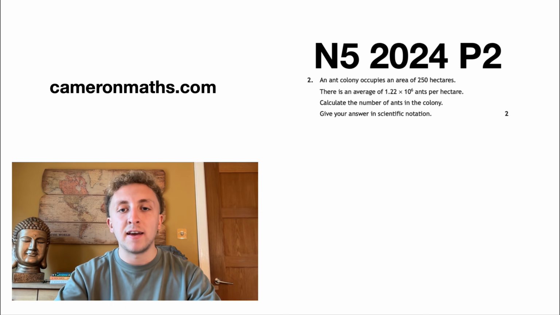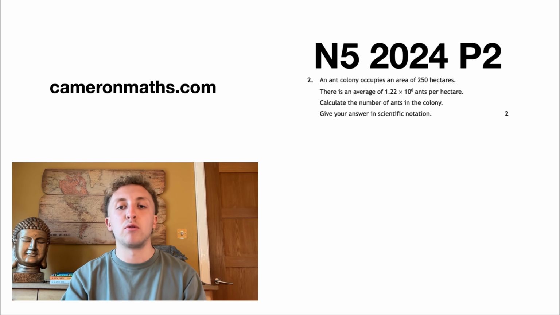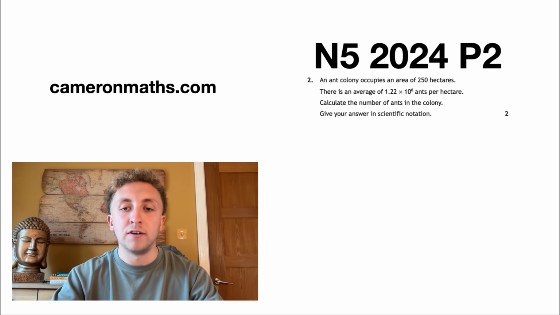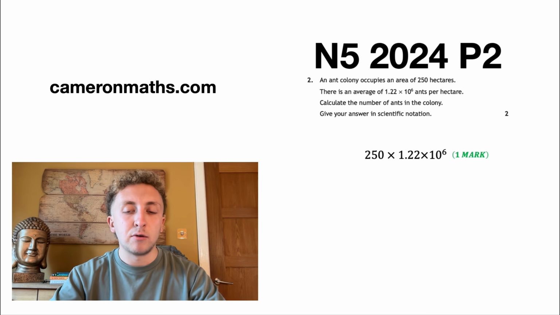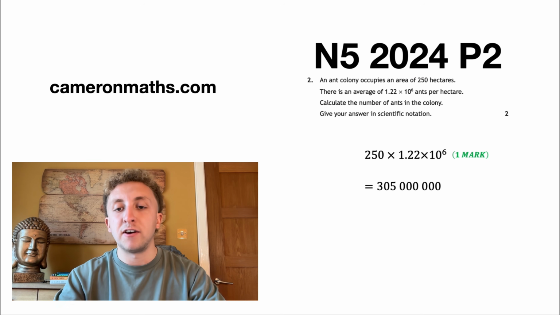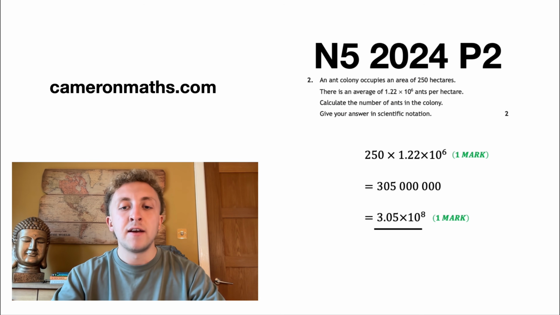Question 2 is a scientific notation question, and here we've been told that an ant colony occupies an area of 250 hectares, and in each hectare there are 1.22 times 10 to the power of 6 ants, and they want us to work out the number of ants in the whole colony. So what we need to do is multiply those numbers. It's paper 2, so we have a calculator, and in the calculator 250 times 1.22 times 10 to the power of 6 comes to 305 with 6 zeros after it. That's 305 million. So in scientific notation, we want to write 3.05, and then it's going to be times 10 to the power of 8.